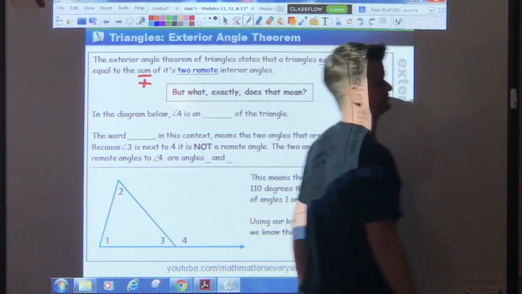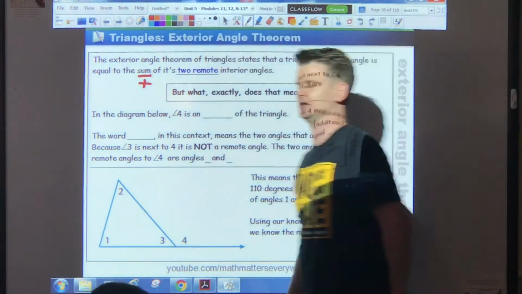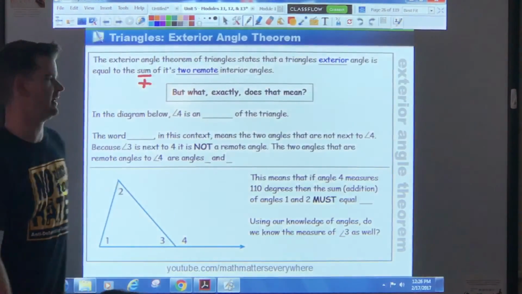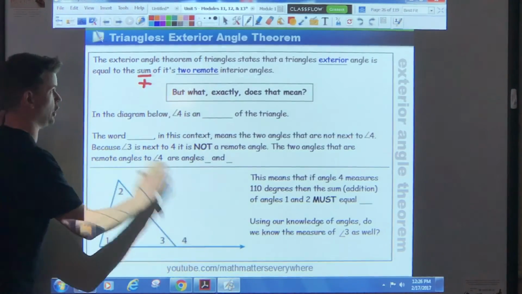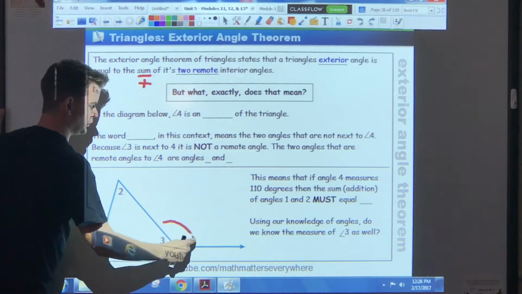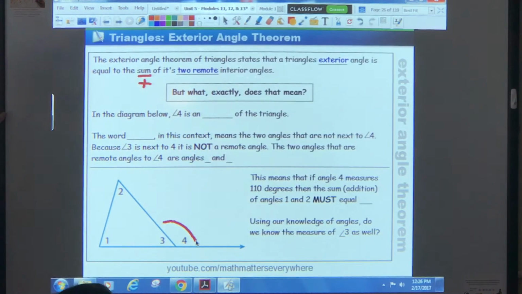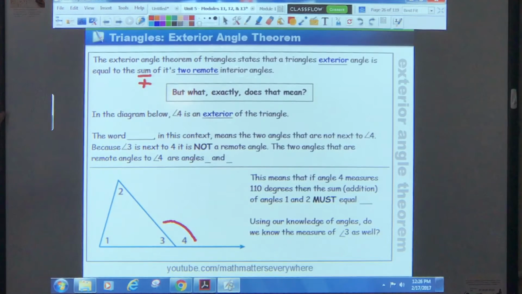Great. Exterior to remote, what does that mean? Remote control? Am I going to go in my DVR and pick out some answers? No! Here's what it means. In this diagram below, angle 4, is it inside the triangle or outside? Outside. So it is an exterior angle of the triangle.